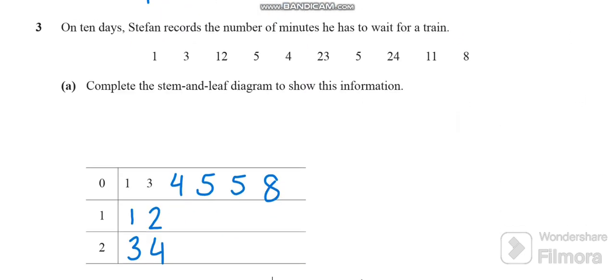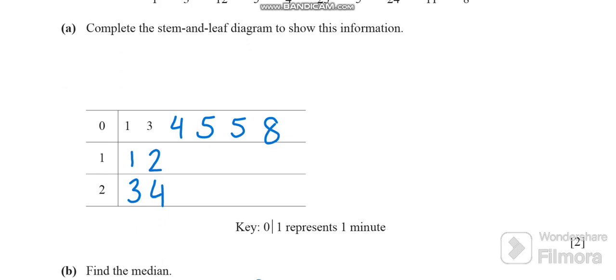Question 3 states, on 10 days, Stephen records the number of minutes he has to wait for a train. So these are the number of minutes. Then part A states, complete a stem and leaf diagram to show this information.